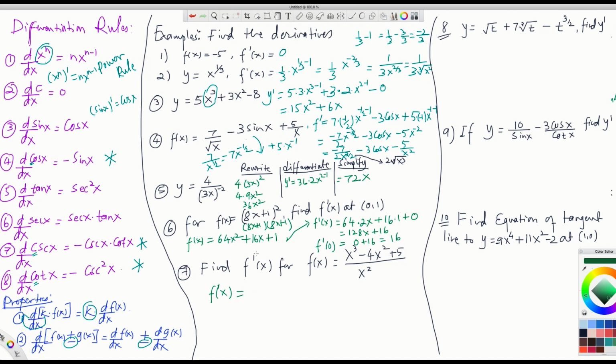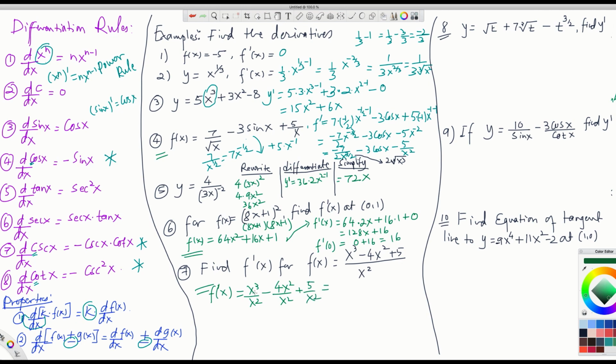By the way, see on this example and these examples, we find the derivative only after you simplify, after you write it in the form that you can use the formula directly. You first write it in that form and then use the derivative formula, okay? So what I want to do is write x cubed over x squared, right? Minus 4x squared over x squared and then plus 5 over x squared.